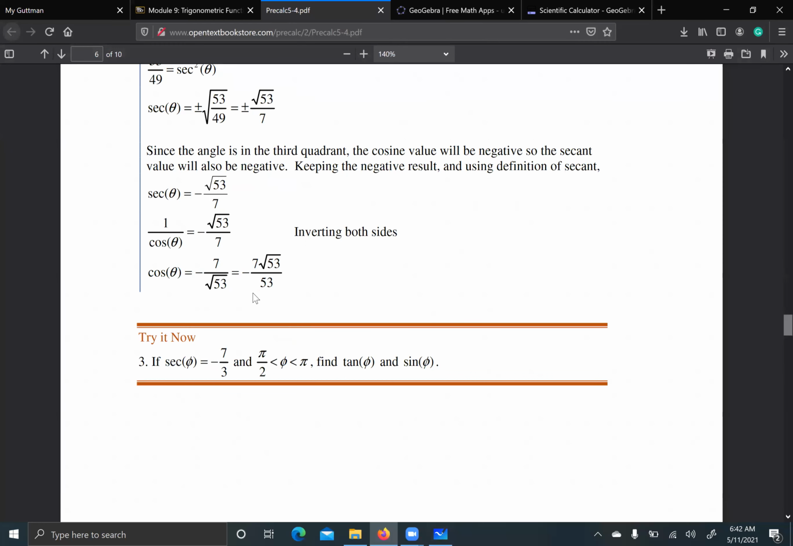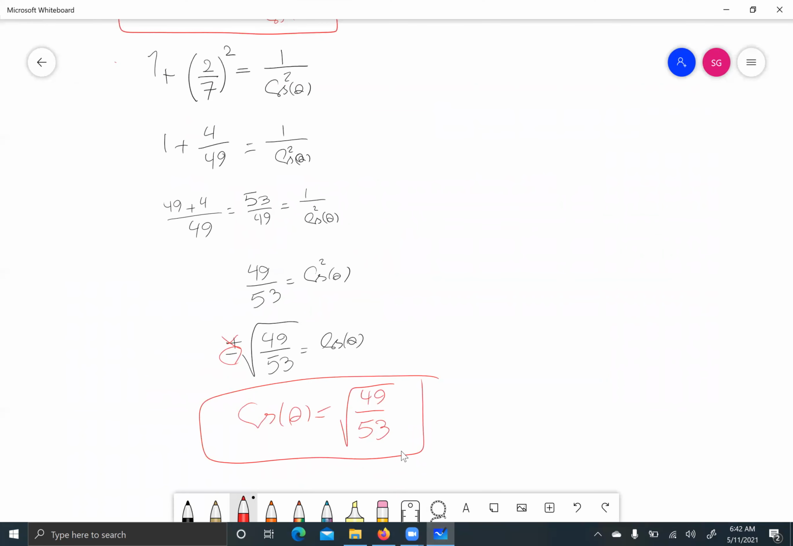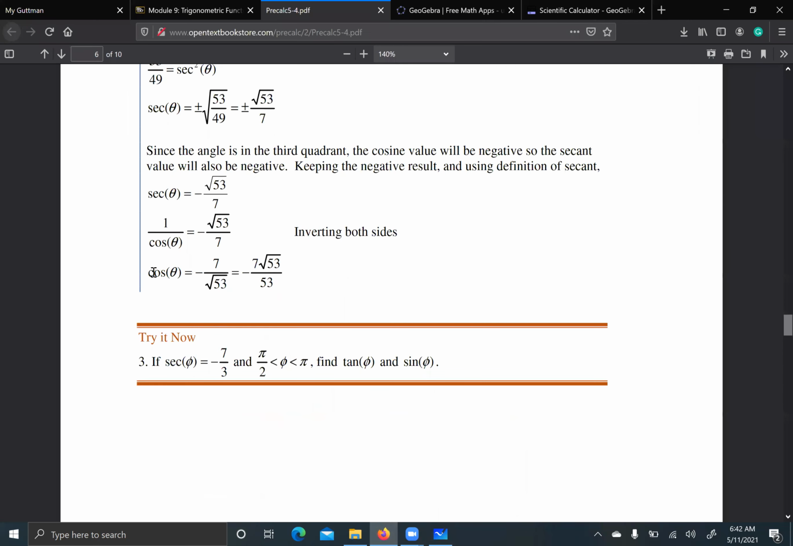yes, cosine is a square root of 49. I didn't simplify it. Your textbook simplified the square root of 49 and said this is 7. So your textbook says that, by the way, it's negative: negative 7 over the square root of 53. Because the square root of 49 is 7. So that's what you see here. Cosine is negative 7 over square root of 53.